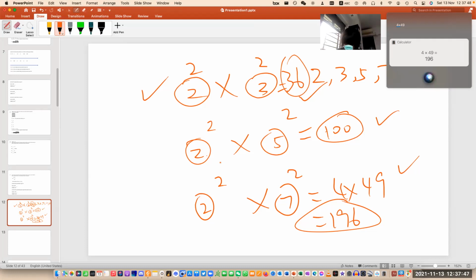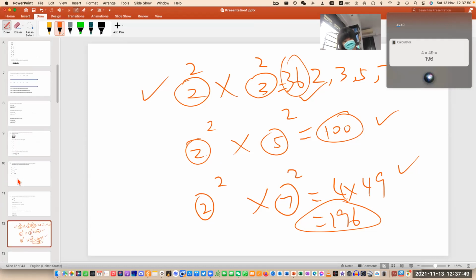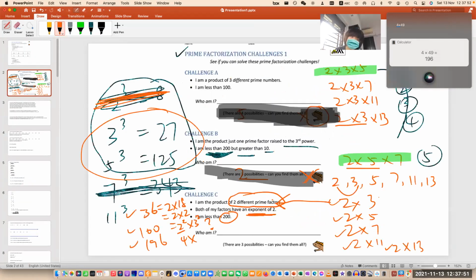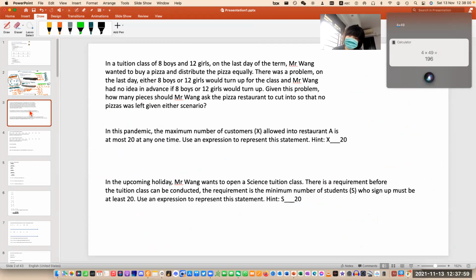So this is how you look at the question. And that's also the meaning of exponent of 2. Exponent of 2, that means you raise it to the power of 2. Okay, next. We'll come to here.